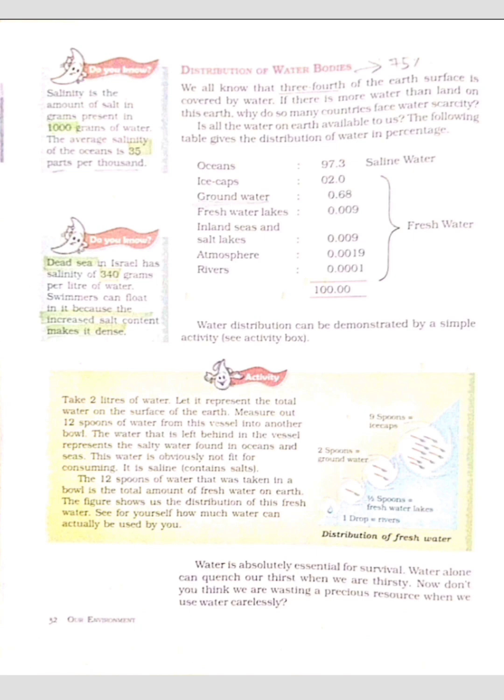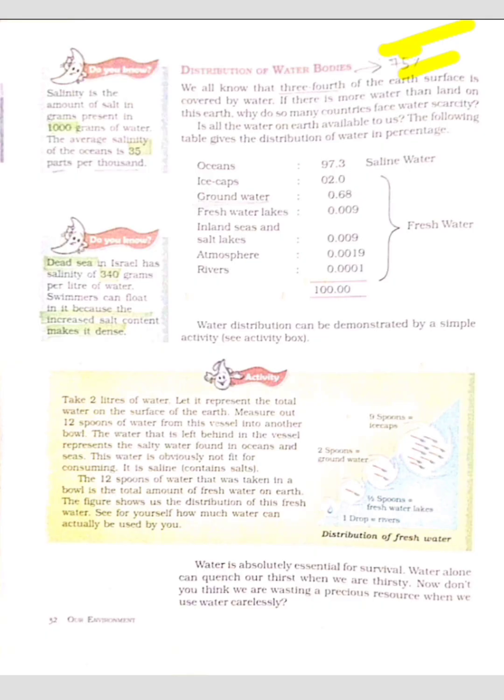Then we see the distribution of water bodies. We all know that 3/4, about 75%, of the earth's surface is covered by water. If there is no water, then there is no land on this earth. Why do some countries face water scarcity? We know that 75% of water is present, but why do people face scarcity? Is all that water on earth available to us?